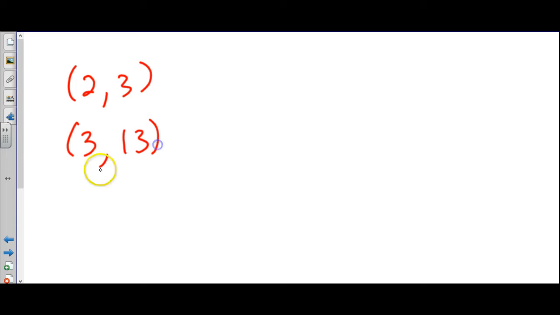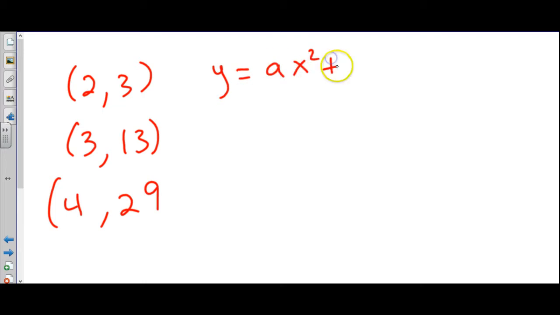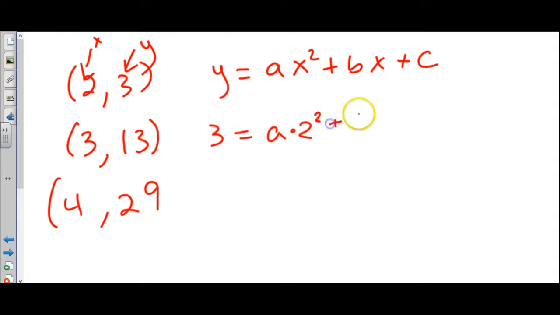So something else you can do with quadratic function models is you can take 3 points and find the quadratic that would fit these 3 points the best. So to do that, you're going to take the standard form y equals ax squared plus bx plus c, and you're going to find 3 equations, plugging in the x and the y value for each equation. So first I'd plug in 3 for y and 2 for x. Simplifying, I would get 3 equals 4a plus 2b plus c.